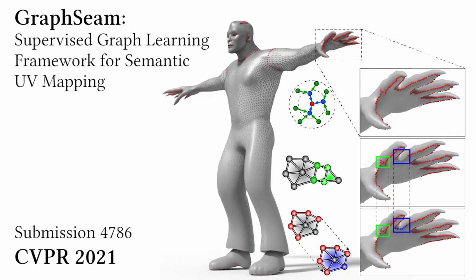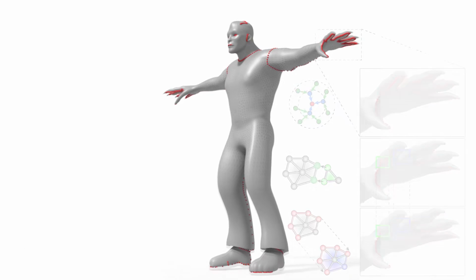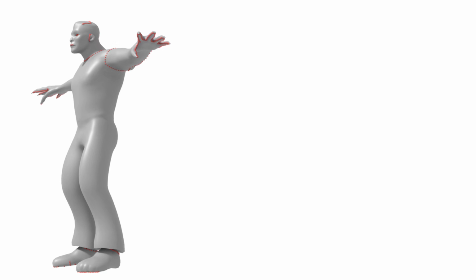We present GraphSeam, a graph-based neural network framework designed for UV mapping tasks. Automating UV mapping remains a huge challenge in computer graphics. Defining the optimal seams to cut and project a 3D surface into a 2D space requires considering several factors. Minimizing the distortion is naturally one of them.